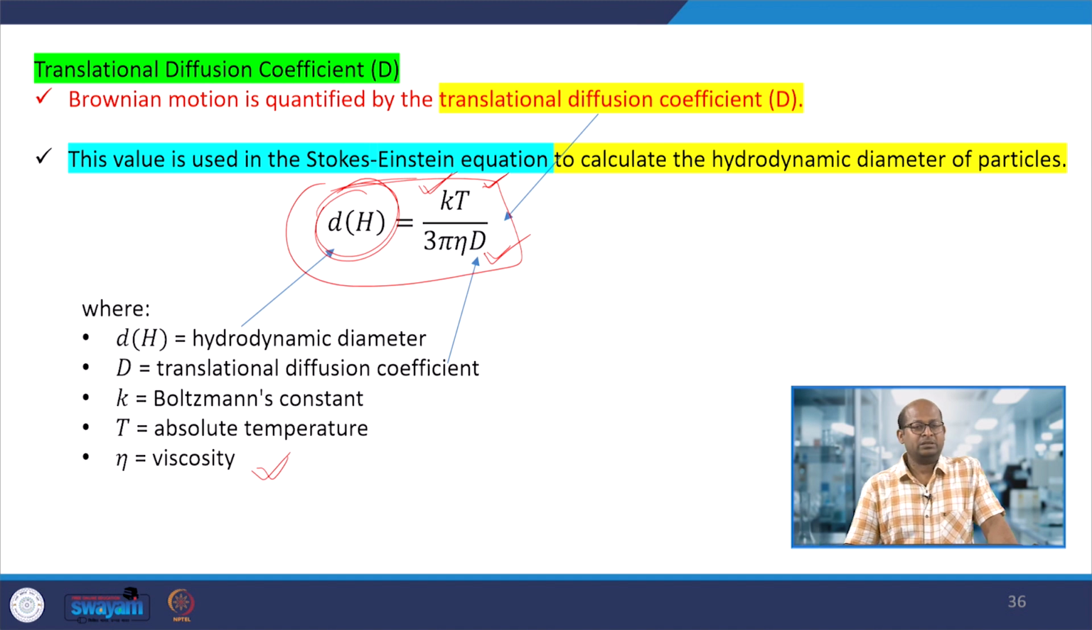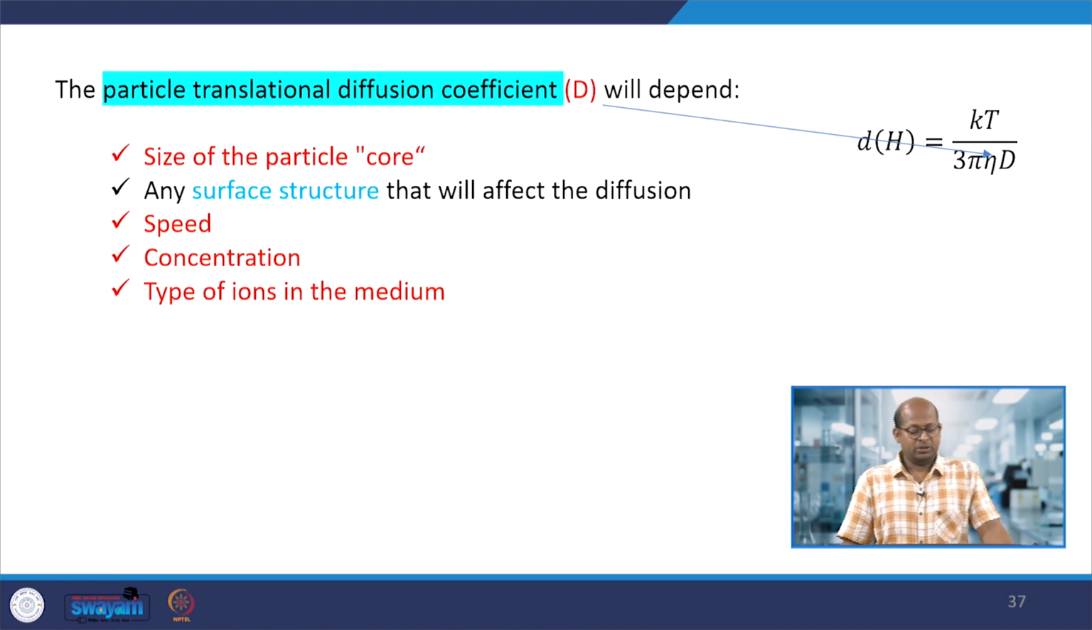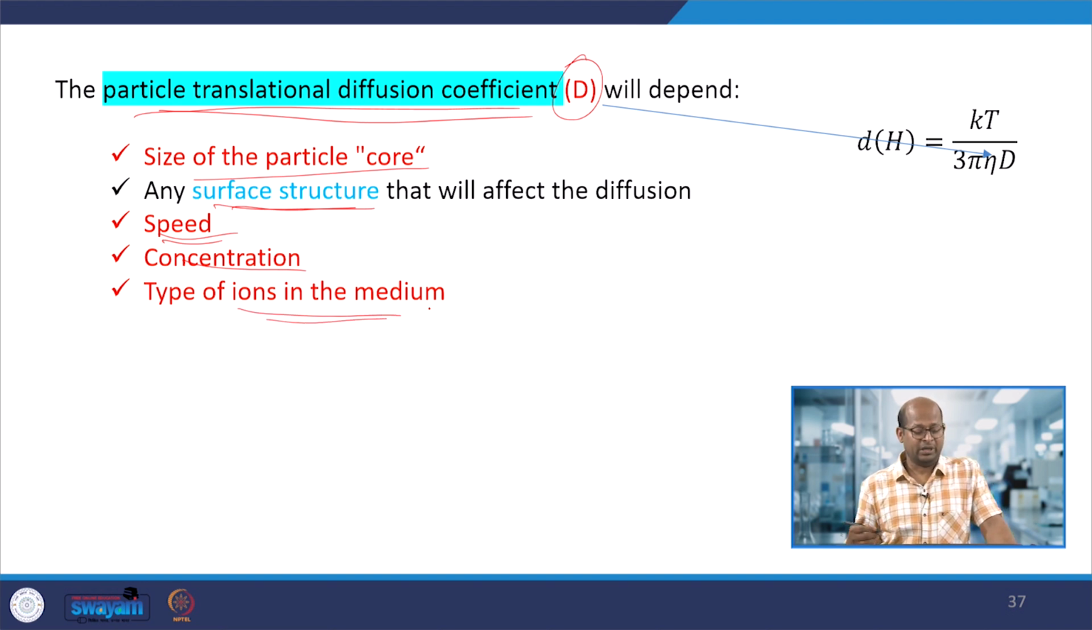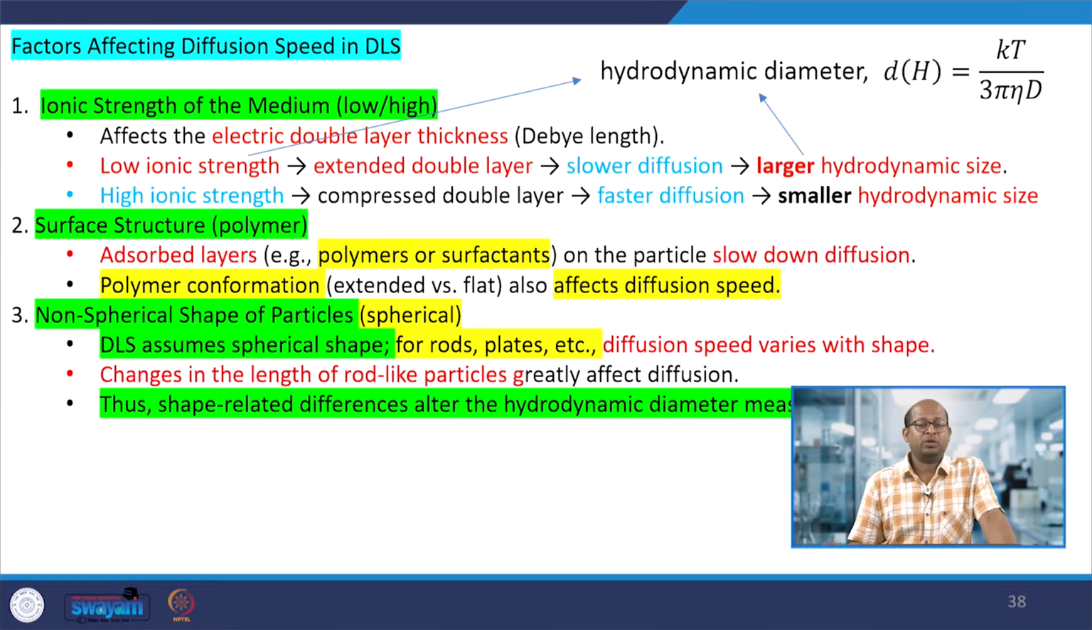So the diffusion coefficient is important. The particle moving from one point to another point is described by the translational diffusion coefficient, which can be expressed in terms of D. That depends on the size of the particles, surface structure, speed, concentration, and type of ions present in that medium. So depending on the diffusion coefficient, it will change in that particular solution. In the Stokes-Einstein equation, if you know the viscosity, diffusion coefficient, and temperature, we can find out the particle size of the solution we have prepared.